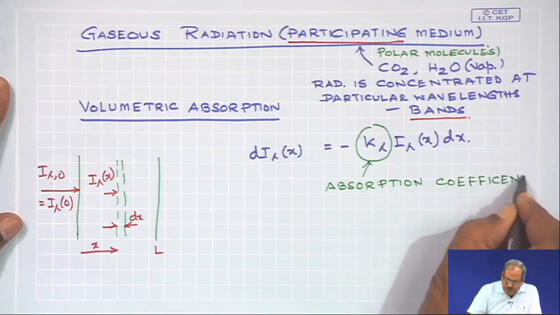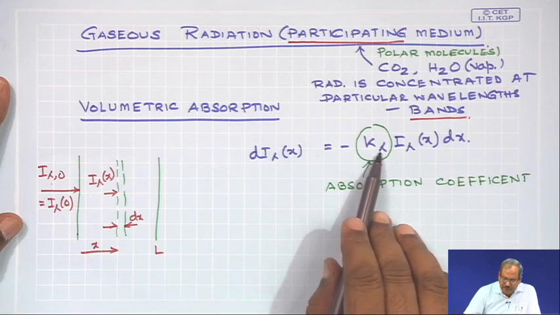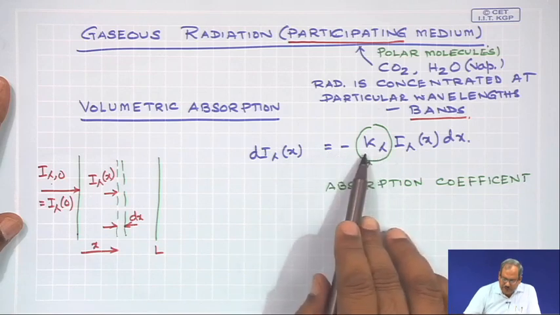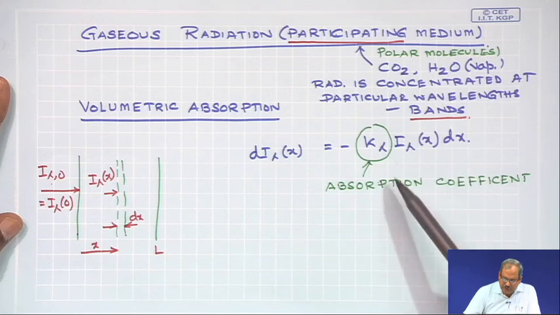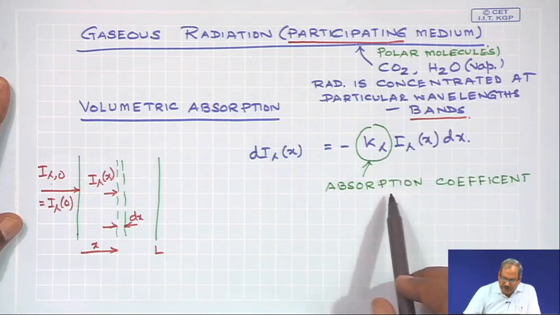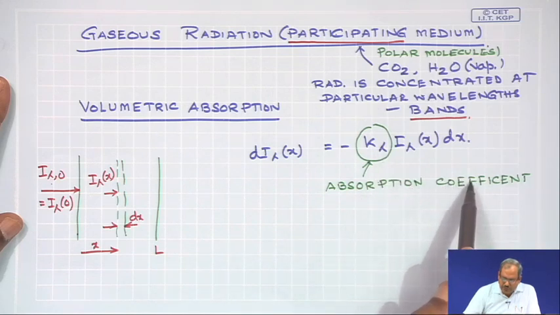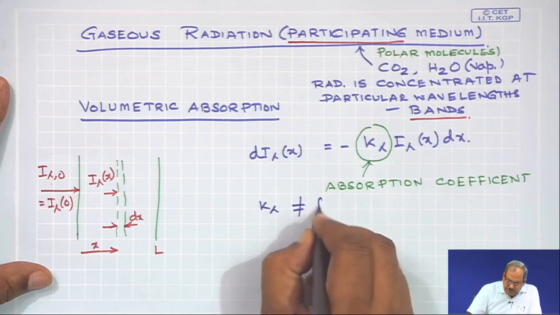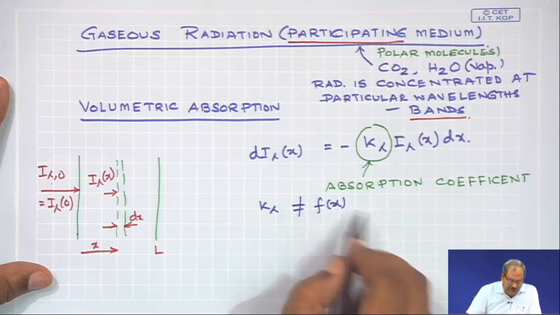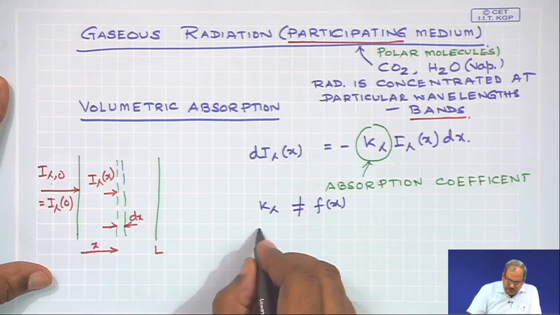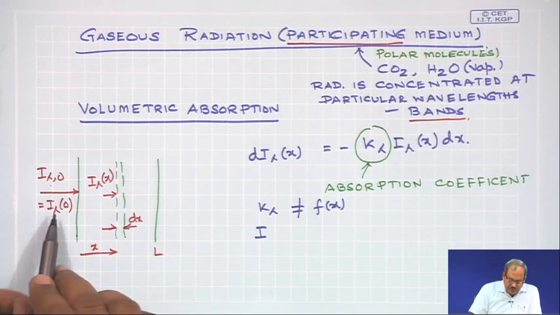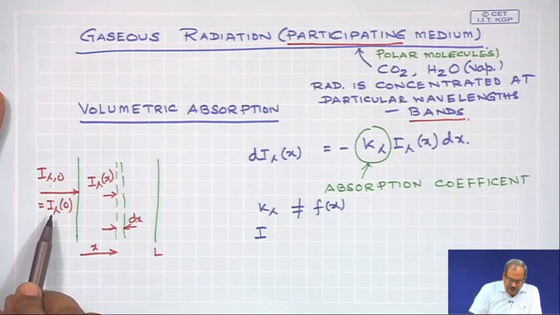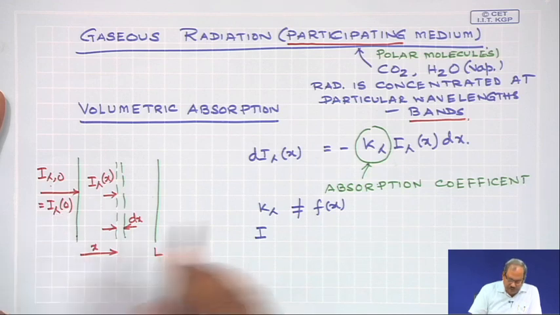So, for a non-participating medium, the value of k lambda would be 0, but for a participating medium, for example CO2, H2O, depending on whatever the participating medium is, the value of the absorption coefficient would be different, and they are known as well. So, if we assume that k lambda is not a function of x, that is, it is independent of x, then this equation can simply be integrated with the boundary condition that at x equal to 0, the value of the monochromatic irradiation is equal to I lambda 0.